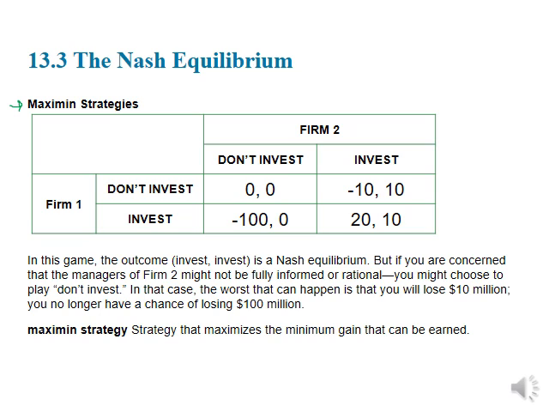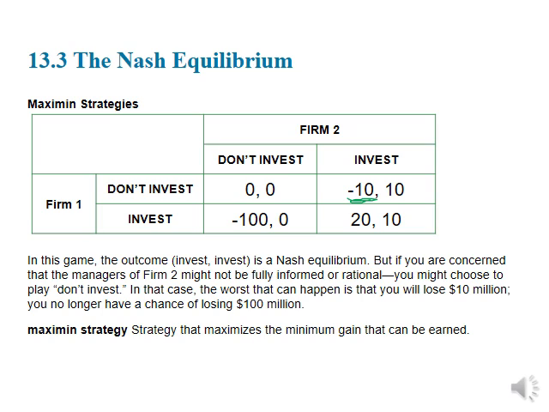So let's consider firm 1's 2 strategies. We don't know what firm 2 is going to do, but what is the worst that firm 1 can do if they don't invest? The worst that firm 1 can do if they don't invest is lose 10 million.